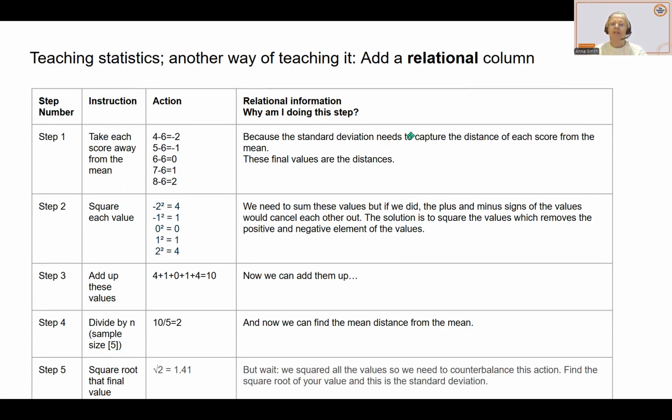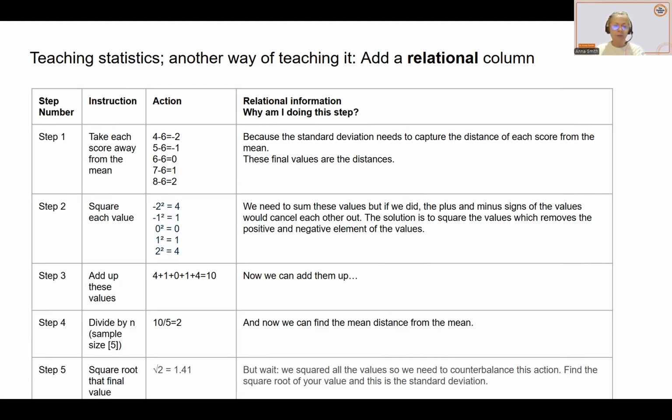Here we go. I've added a relational column here. So this is the column that says, well, why am I doing this? And perhaps that will help me remember it, okay? So if it has meaning, then it will remind me of the step that I need to take. So we've got the steps as before on the left-hand side of the table.